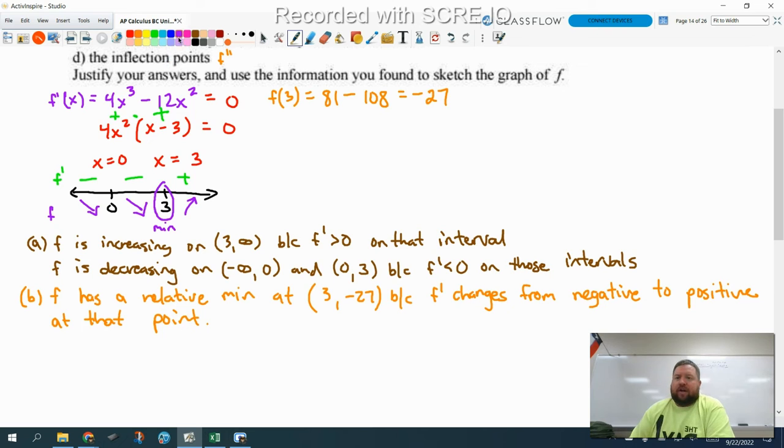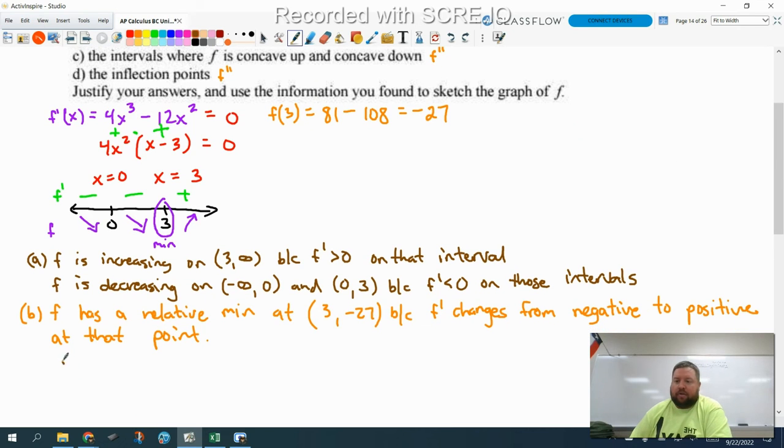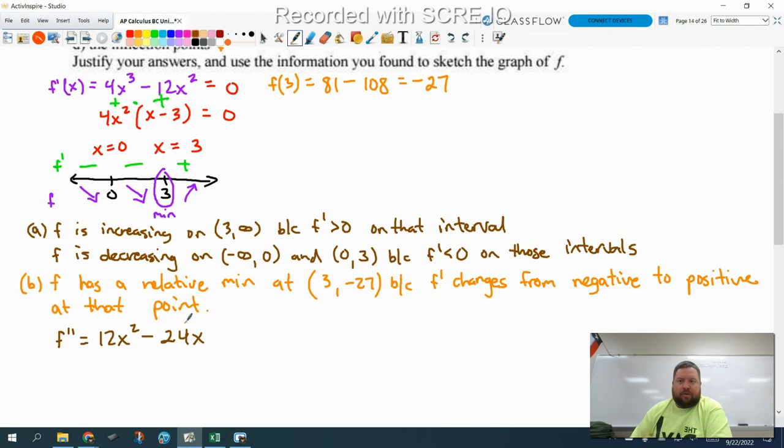All right, so we've done A and B. Now it's time for part C and D. Part C and D come from the second derivative, so we're doing another derivative. F double prime is equal to, so take the derivative of your derivative, 12x squared minus 24x. All right, now that is also never going to be undefined, so we just need to set this equal to 0.